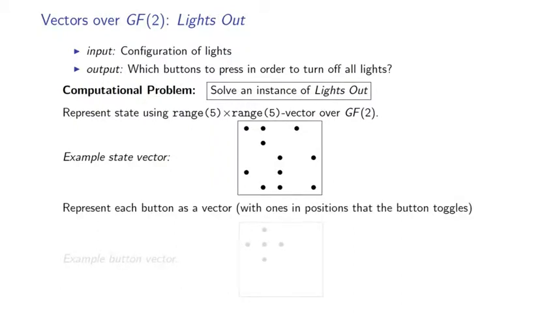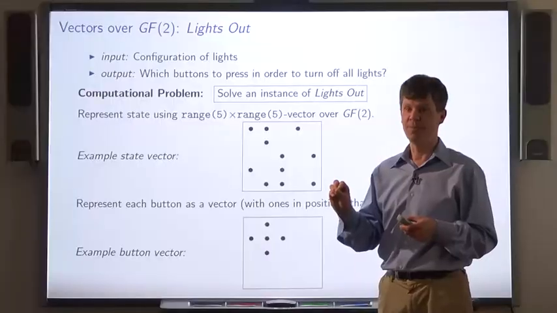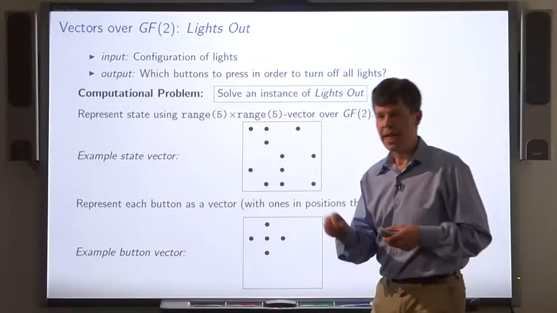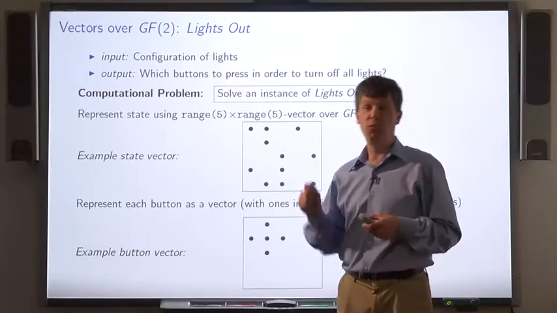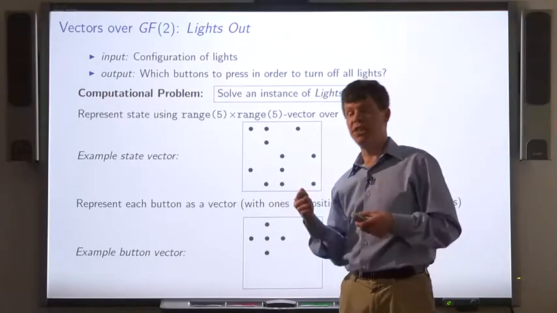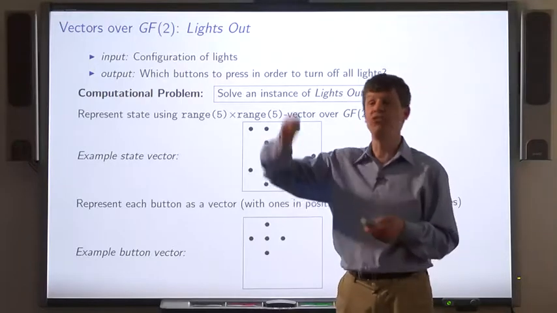Now, the trick is we can also represent each button as a vector over GF2. We represent a button by the GF2 vector with ones in exactly the positions that are toggled when we push that button. Remember that in GF2, adding 1 means flipping a bit. If you add 1 to a 1, it turns it into a 0. If you add 1 to a 0, it turns it into a 1.